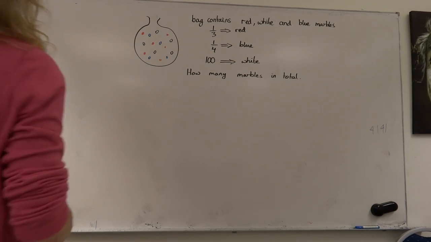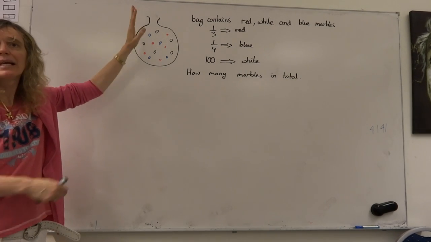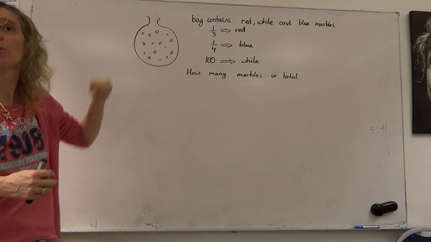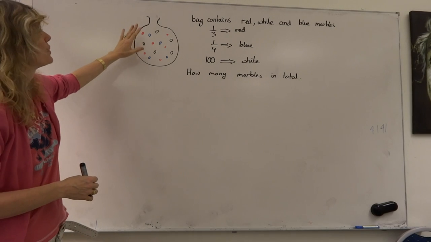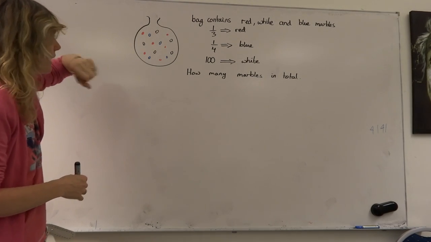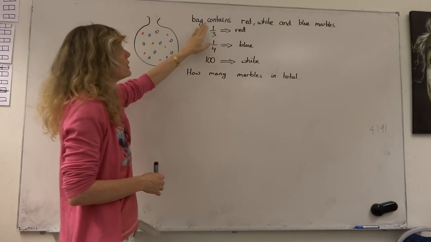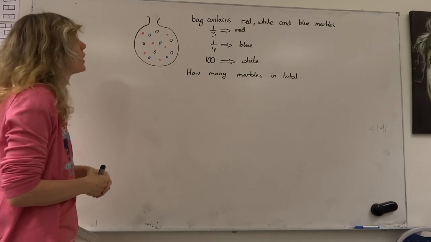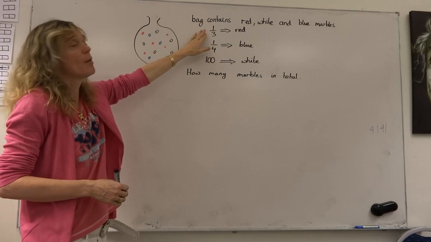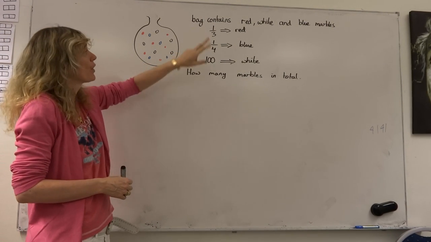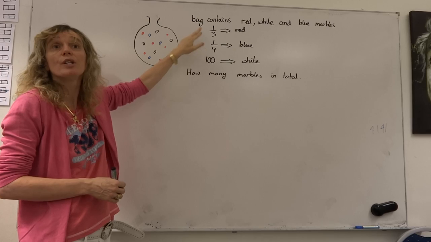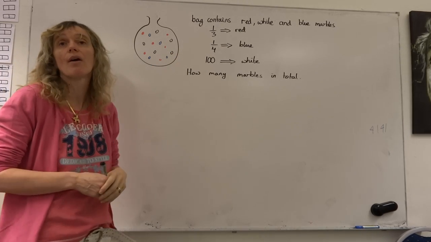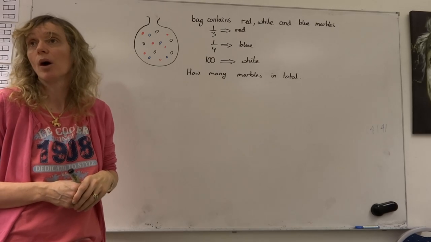So I've started off with my little sketch. It's a bag of marbles. And there's so many marbles I can't sketch them all in here. So what you have to do is we know that this bag contains red, white and blue marbles. We know that a third of the marbles are red and we know that a quarter of the marbles are blue, but we don't know the fraction of white marbles. We only know that there are 100 white marbles.